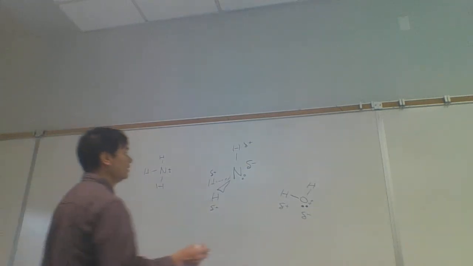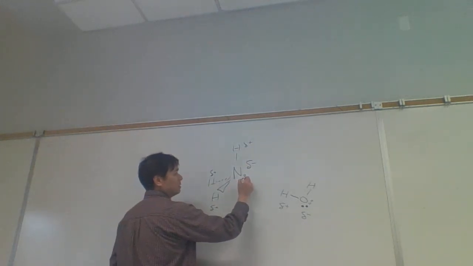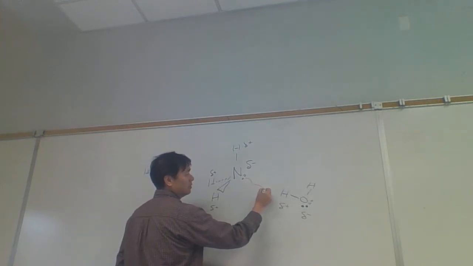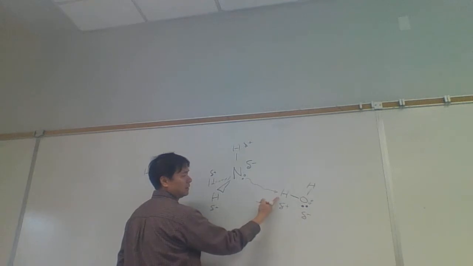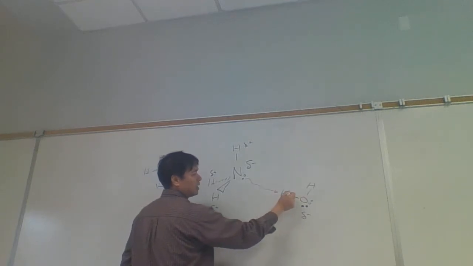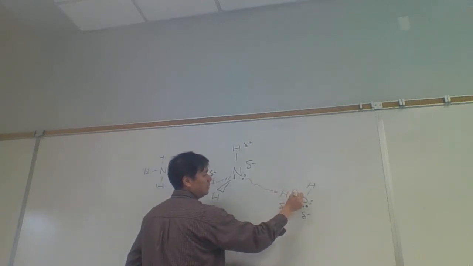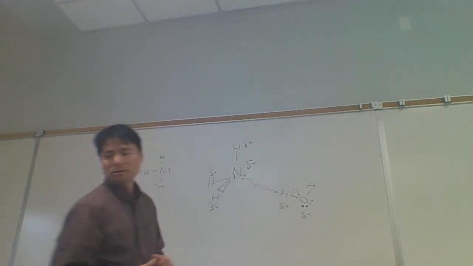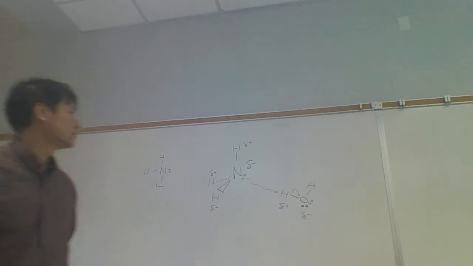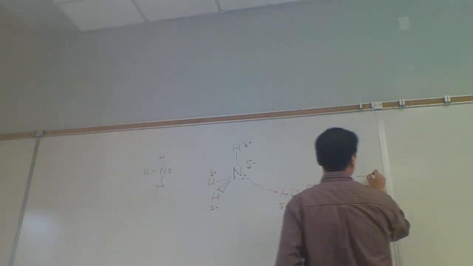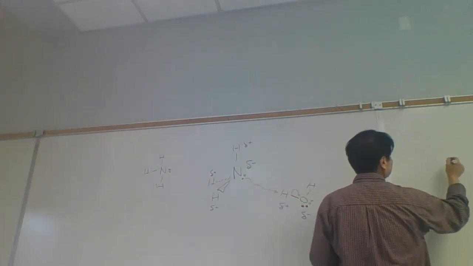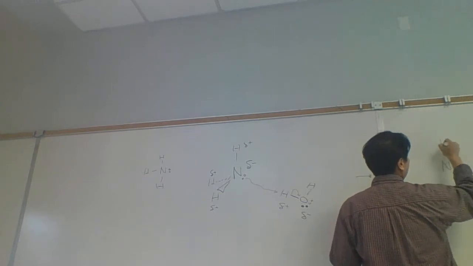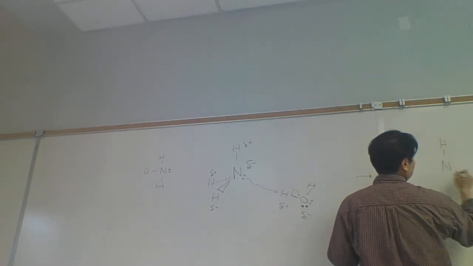Well, basically, this lone pair here sees this and likes it, plucks that hydrogen off. And when it plucks that hydrogen off, it leaves these bonding electrons behind. And so what we end up with is something that looks like this. Now that nitrogen is going to have 4 hydrogens bonded to it in a tetrahedral arrangement.